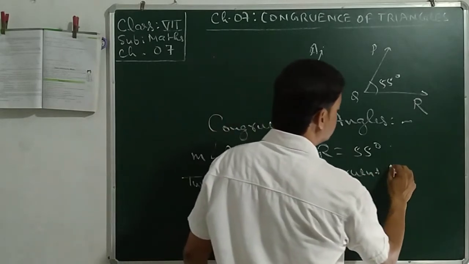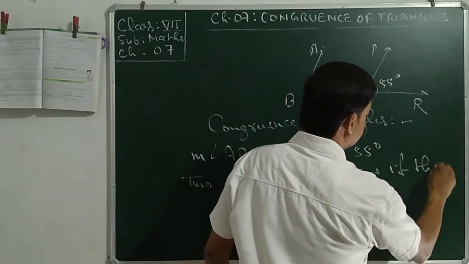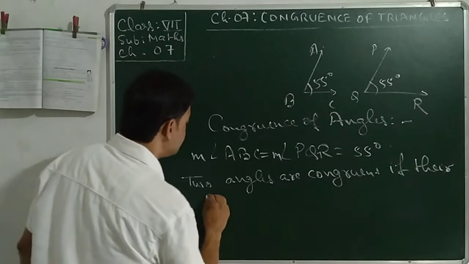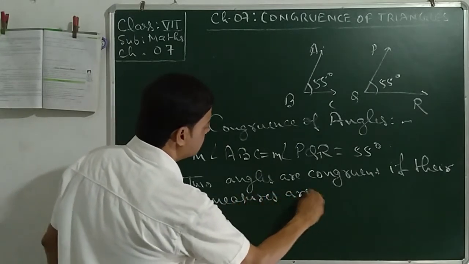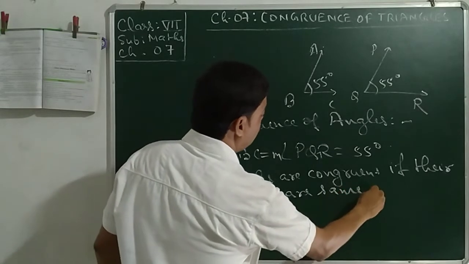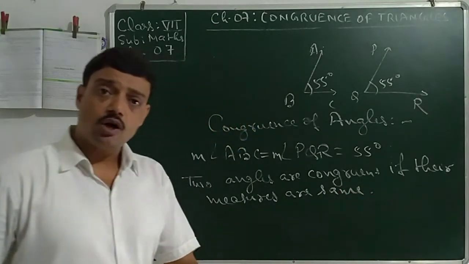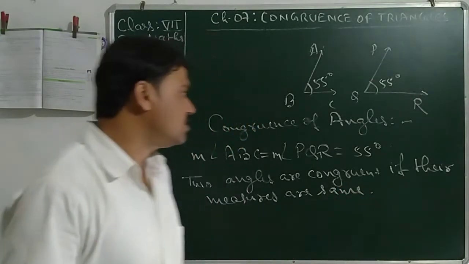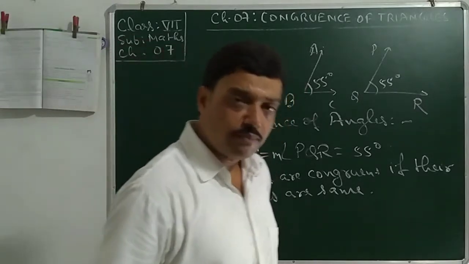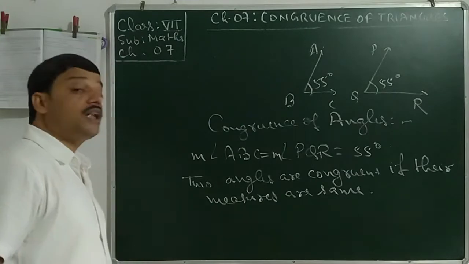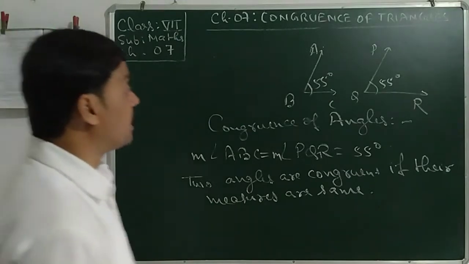if their measures are the same. You know very well that the length of the side in an angle does not matter. That's why if the measure of the angle matches, then both of the angles are congruent. Now come to the congruence of triangles.